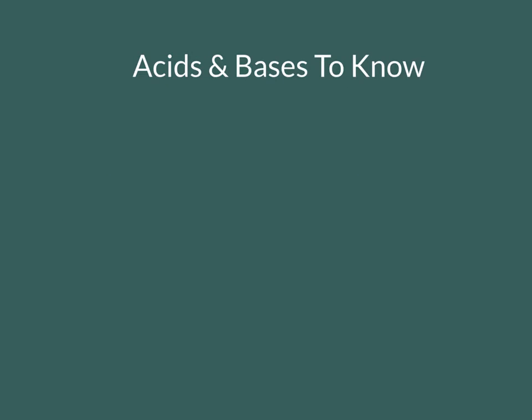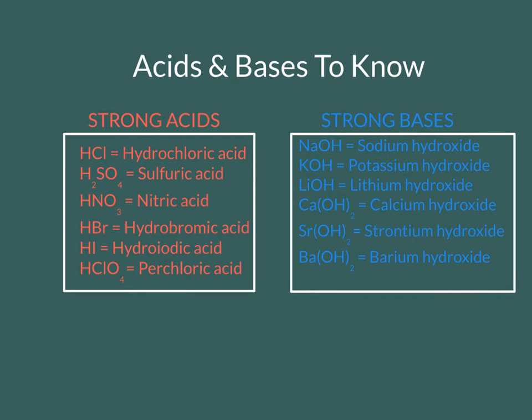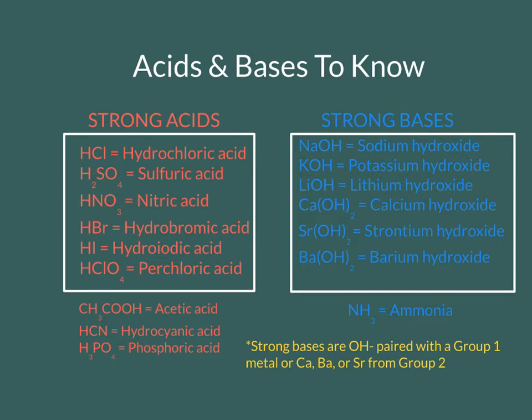For this unit, there are some acids and bases that you are going to need to memorize. You're going to need to memorize your strong acids and your strong bases, along with a couple common weak acids and weak bases. One way to help you easily memorize your strong bases is that they are all of the group 1 metals plus calcium, strontium, and barium from group 2 paired with this OH or hydroxide group. So rather than memorizing them individually, all you really need to know is that strong bases are when you have an OH or a hydroxide group paired with a group 1 metal or calcium, strontium, or barium from group 2.